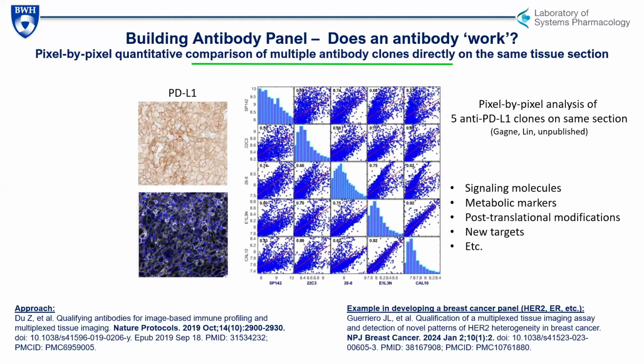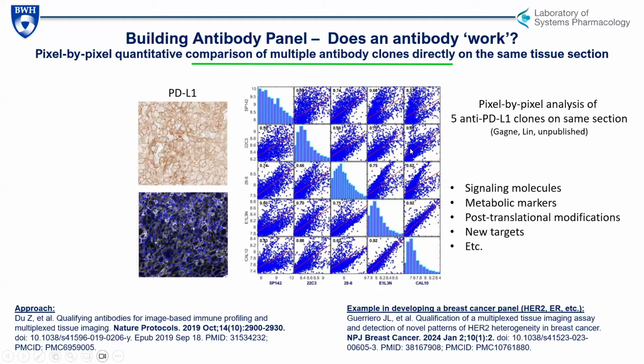You can quantify, for instance, 5 different antibodies to a single target. Here are plots of pixel-level correlation between different antibodies to PD-L1. So you can see that this one clone, E1L3N, is highly correlated with Cal10, but other clones are not highly correlated.